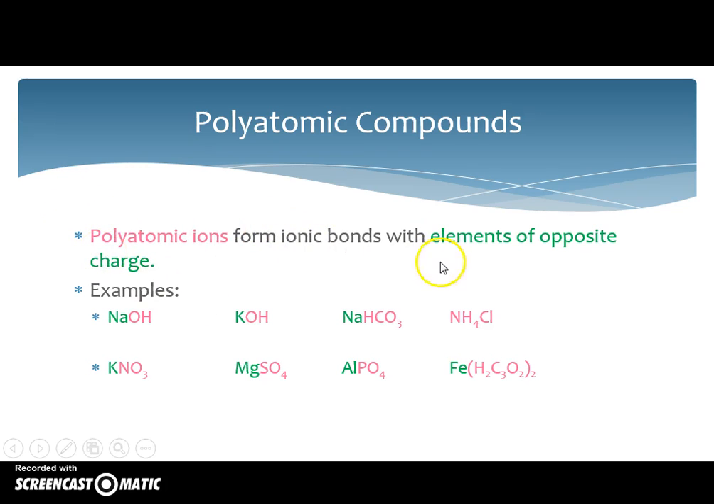Polyatomic ions bond with elements of opposite charge. So the polyatomic ions are the ones in pink. So you have some hydroxides, which have a negative charge bonded with the positive. The one that I messed up is the only one that has the positive. Ammonium here, NH4, is bonded with the Cl, should be green. Maybe green, if it would let me. But that's the only positive one. You can see the rest of them. We can even have those transitions as well.